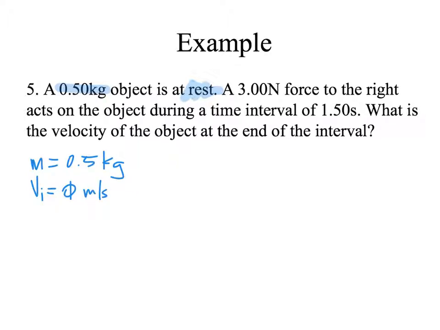Okay. It tells me that there is a 3 Newton force. So it's going to tell me F, and I'm going to leave some space because if I'm given VI, chances are there's VF somewhere in here. So F is 3 newtons, to the right, so that's a positive direction. That's acting on the object with a time interval of 1.5 seconds. That is my time.